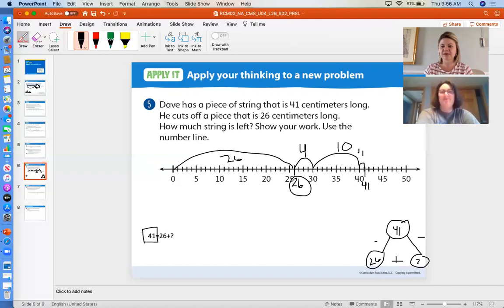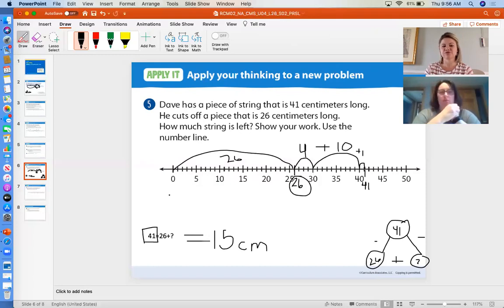And now I have to add these number partners together to get my answer. 4 plus 1 is 5, plus 10 equals 15. 15. Yep. And then we have to make sure we put cm for centimeters. Nice job.